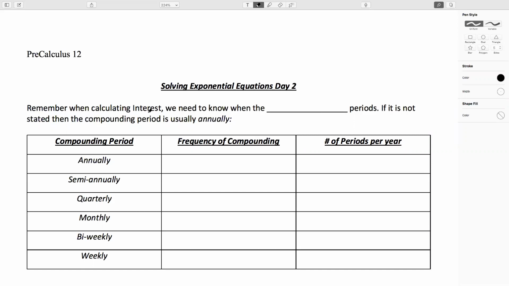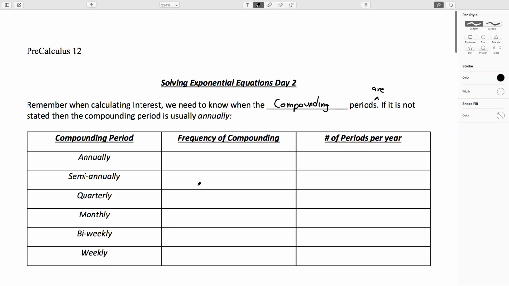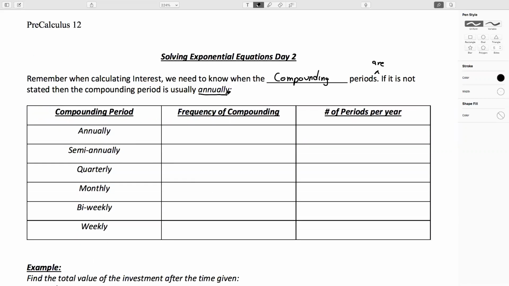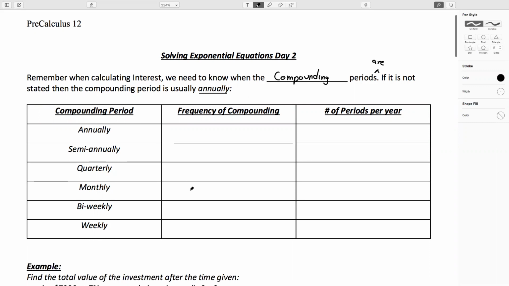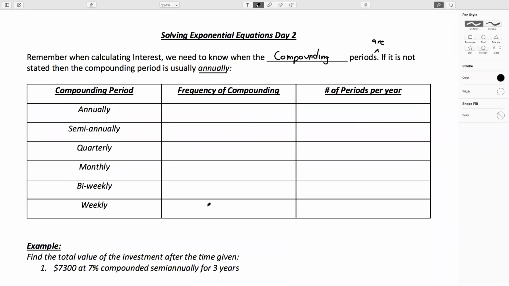So remember, when calculating interest, we need to know when the compounding periods are. If it is not stated when the compounding period is, it is usually annually. So basically, if I don't say, assume it's annually. We're going to go through all the different options. So annually, frequency means every 12 months. Number of periods a year, 1.